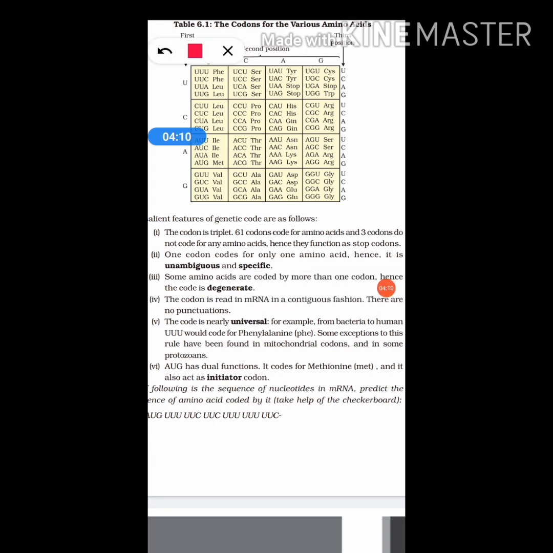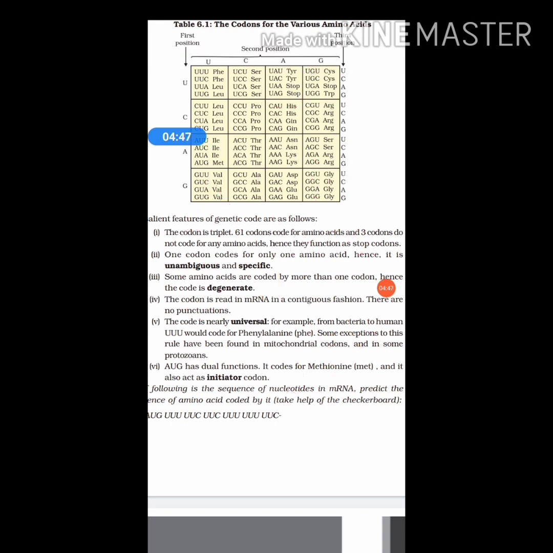Here you can see the stop codon UAA, UAG, and one more stop codon, that is UGA. So the 3 stop codons you can see there. What are the stop codons? UAA, then UAG, and UGA. These are known as stop codons.